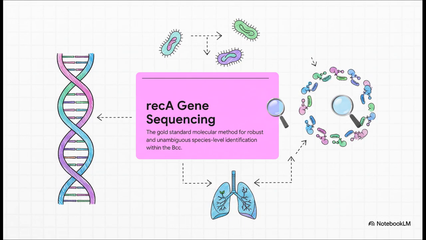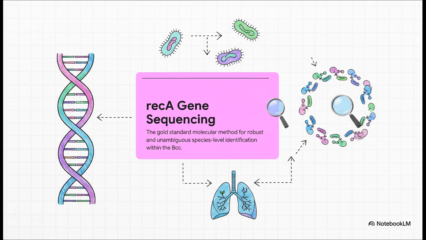And this brings us to an absolutely non-negotiable point. You have to go molecular. Sequencing the recA gene is the gold standard, period. It cuts right through all that phenotypic noise and gives you the clear, unambiguous species-level ID you need.